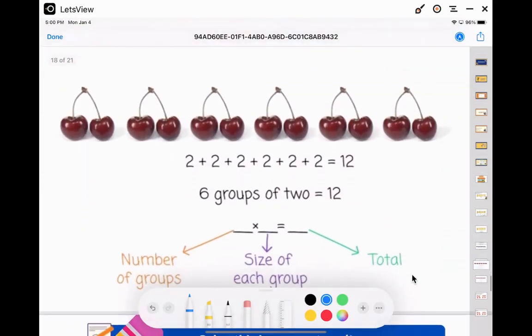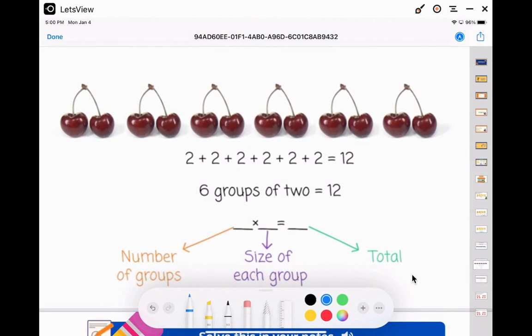All right. Well, if we have 2 plus 2 plus 2 plus 2 plus 2 plus 2 and it equals 12. And we also learned that 6 groups of 2 equals 12. How can we represent this as a multiplication equation?